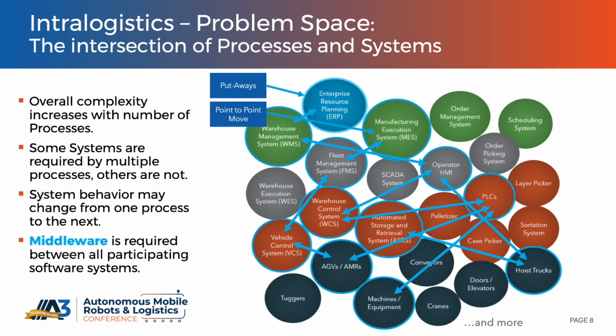So here we start to see that some of your systems are being shared between your different processes, but they may not have the same behavior on your different processes. So this is where we start to introduce the concept of how middleware can help. So in this case, middleware is kind of representing all these different connectivity points that exist between your systems.